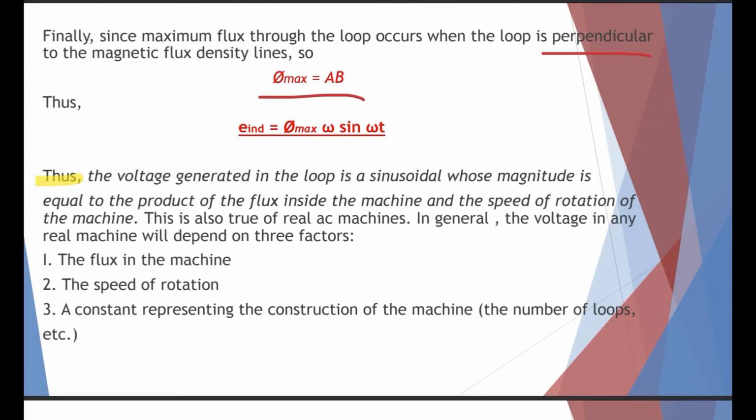In general, the voltage in any real machine will depend on three factors: the flux in the machine, the speed of rotation, and a constant representing the construction of the machine, like the number of loops.